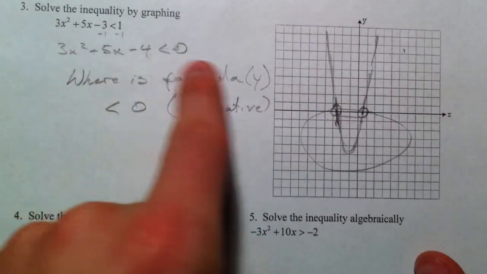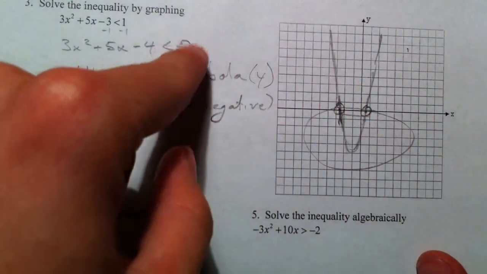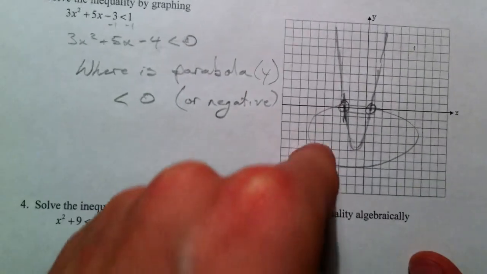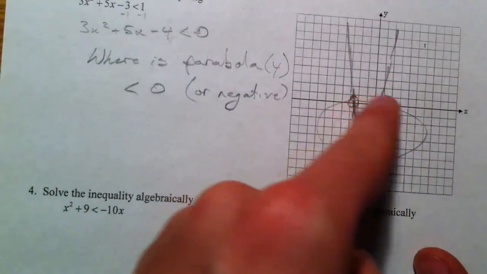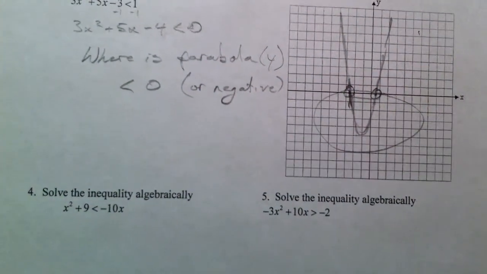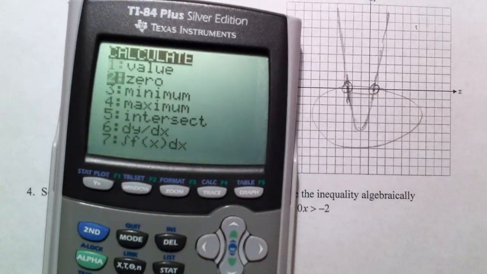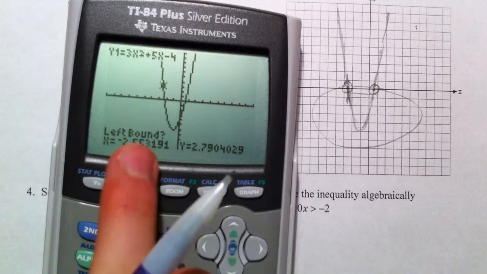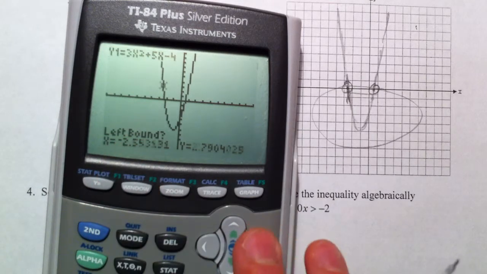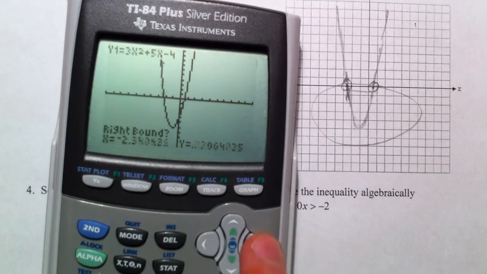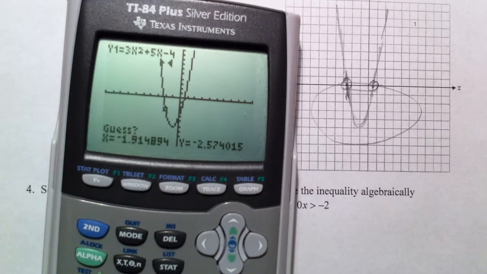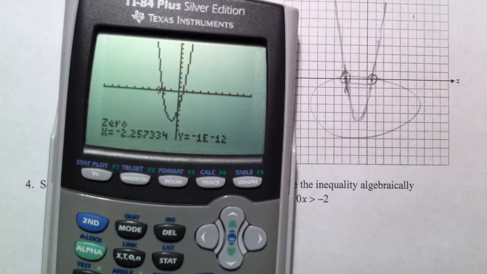Notice that if you just moved everything to the other side, you'd be wondering where it was greater than 0, but then you'd have a parabola that was opening upside down, and so it'd still be the same amount in there. So how do we calculate this? Well, you could use quadratic formula. I'm going to use the 0 feature. And so we've done this before. Go to the left of where it crosses, hit enter. Go to the right of where it crosses, hit enter, and then just hit enter again.